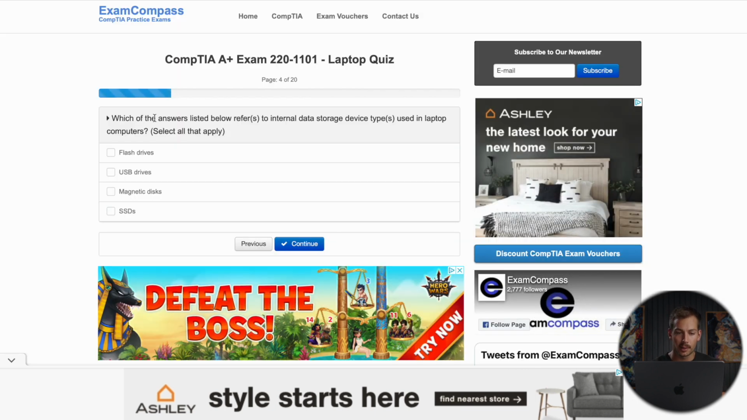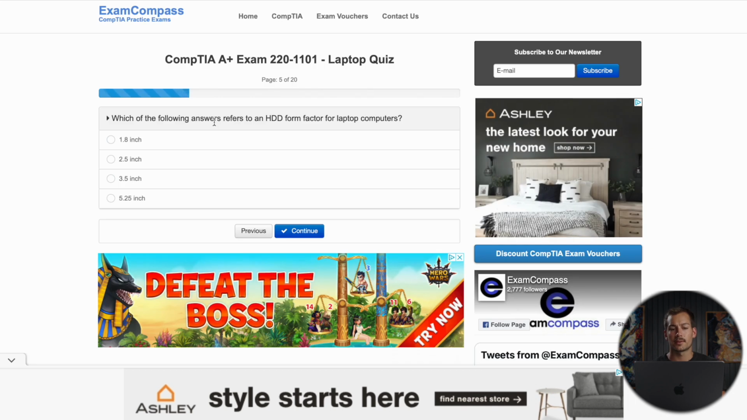All right, on to question 4. Which of the answers below refers to internal data storage types used in laptop computers? Select all that apply. Okay, this should be pretty easy. SSDs, solid state drives, can definitely be an internal data storage. We can pretty much rule out flash drives and USB drives. These are external peripherals. And then the magnetic disks here is referring to the component on the hard disk, which is a hard disk drive. That's also an internal component. Both of these can be used externally, but these cannot be used externally. So these bottom 2 answers in this case are correct.